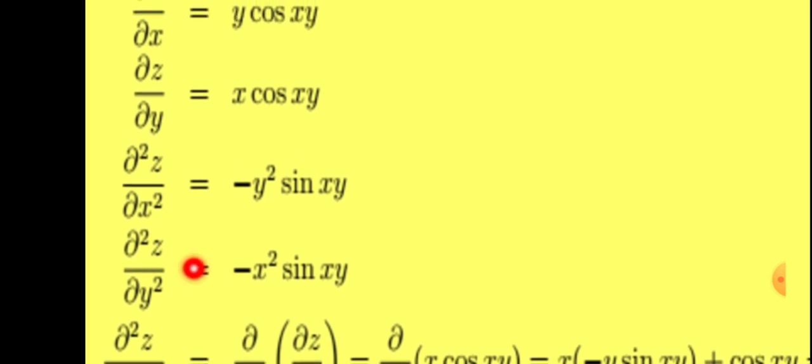Partial squared z partial y squared: you have to work on partial z partial y here. You have to find the second derivative from here. The derivative of cosine xy is negative sine xy, and the derivative of what's inside with respect to y is x, so x times x equals x squared.